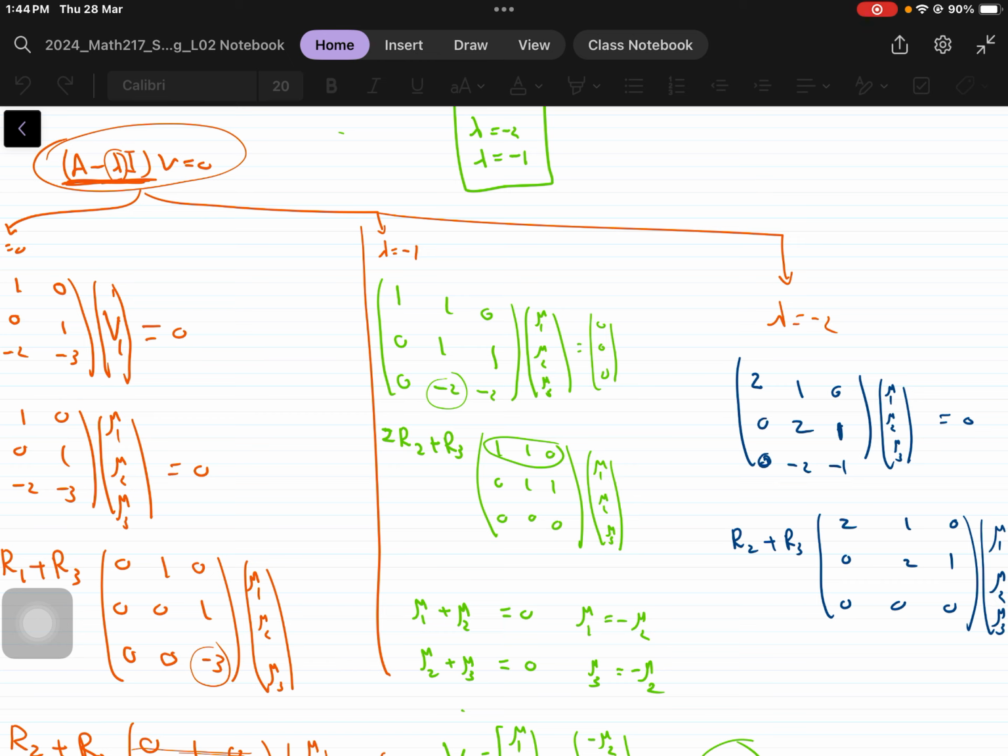We can recreate the equations now by multiplying this times this. So 2 mu1 plus mu2 equals 0. And then 2 mu2 plus mu3 equals 0. So mu1 equals negative half mu2, and mu3 equals negative 2 mu2.